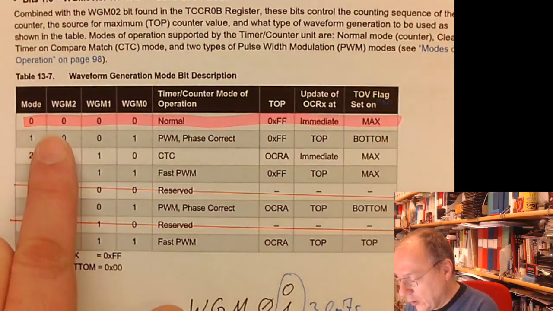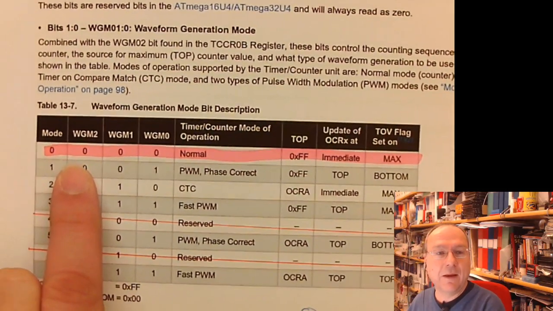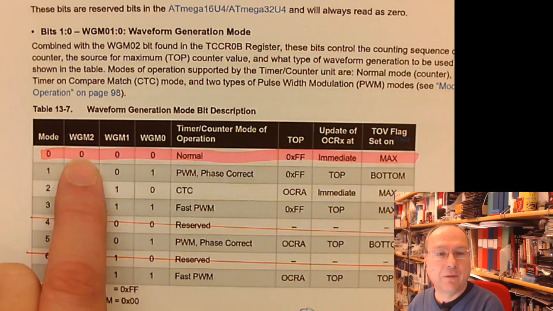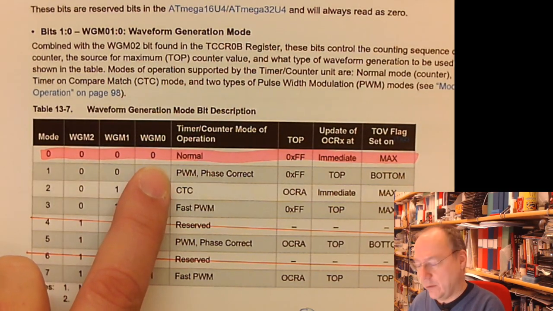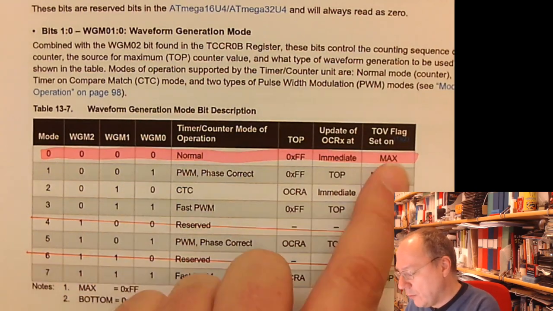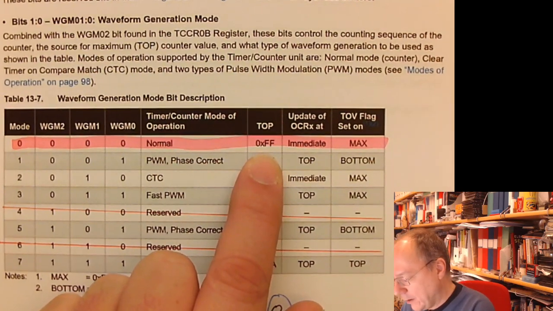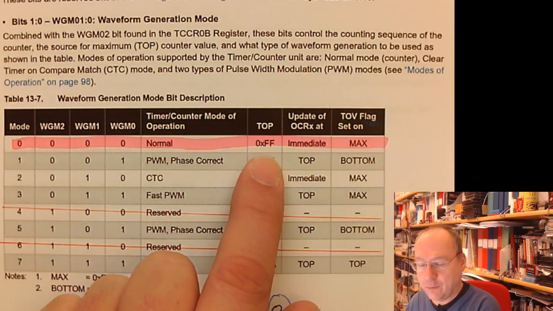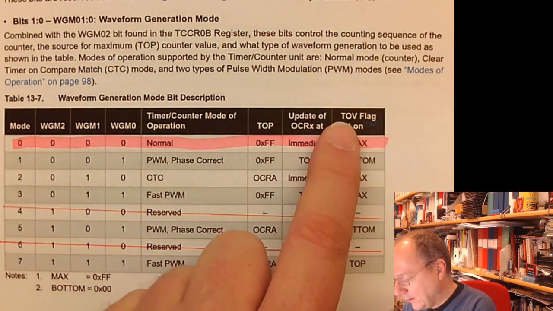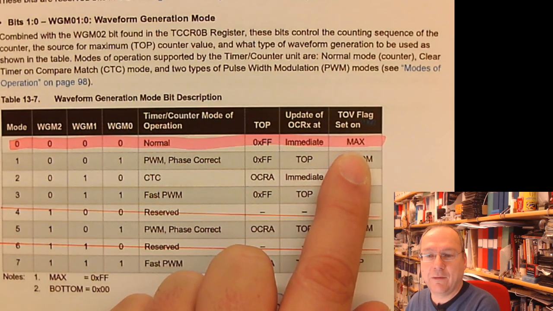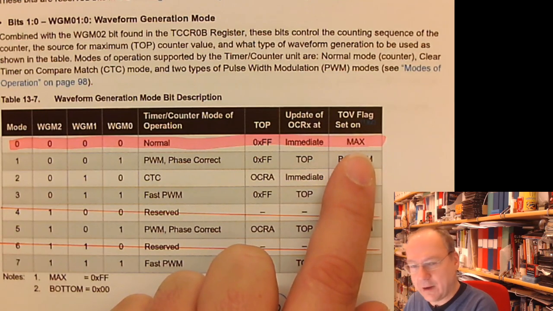So from this table, we can then see what the values for our 3 bits WGM should be. It should be 0, 0, 0, because we want to have the first mode, the first row here. Top is the top value of the counter, which means it runs up to the value 0xFF, and then the overflow flag will be set. So the overflow interrupt will be executed once it reaches the maximum value. That's what this last column means.